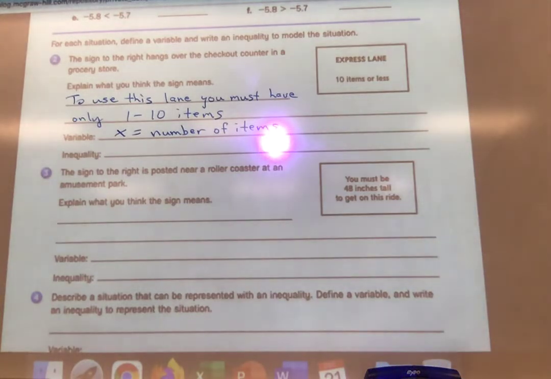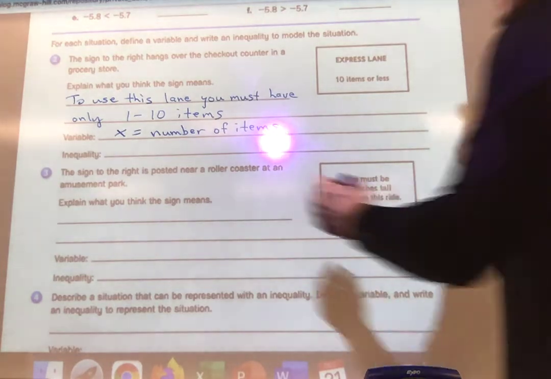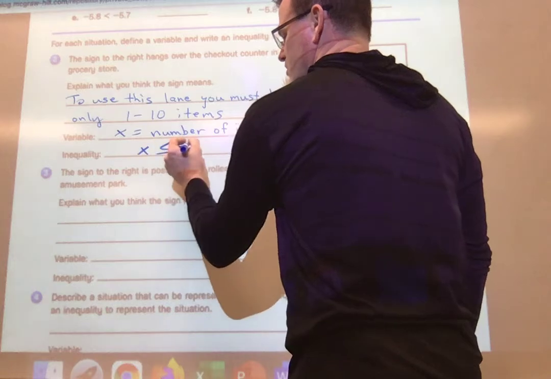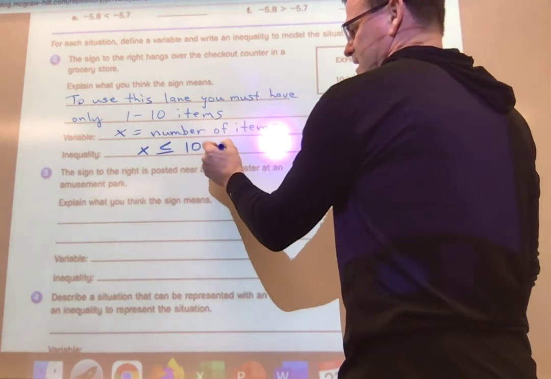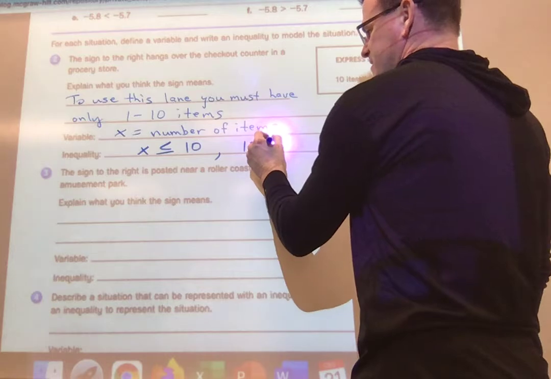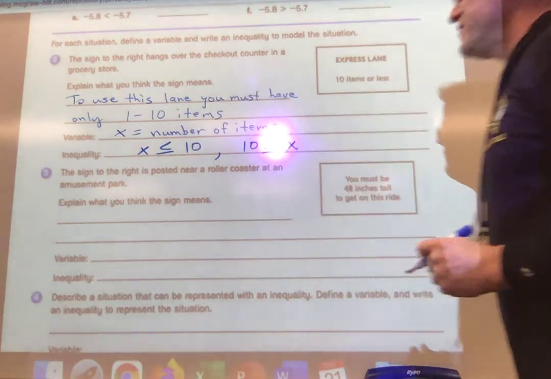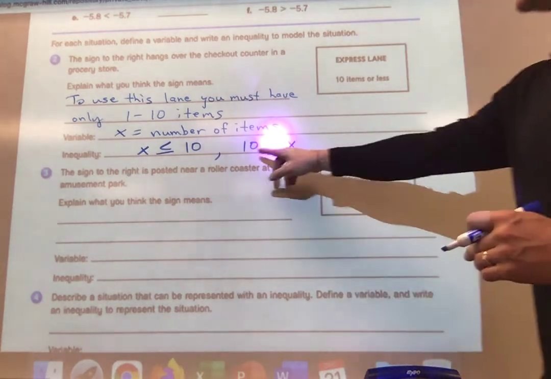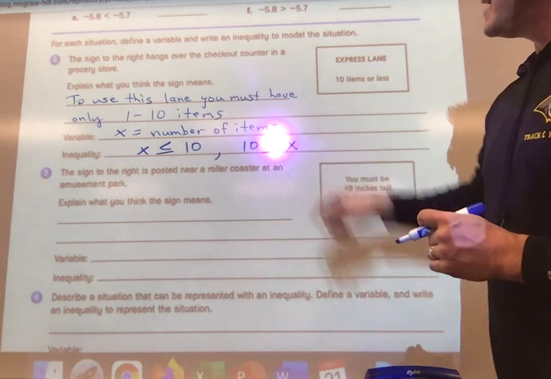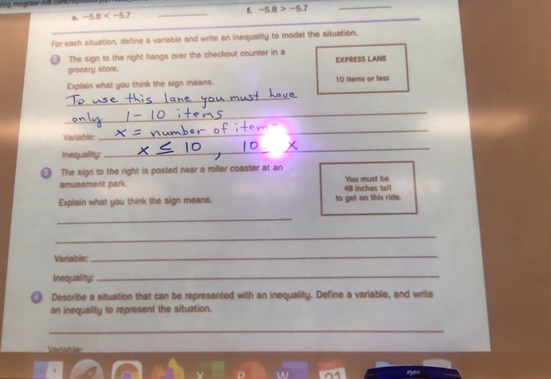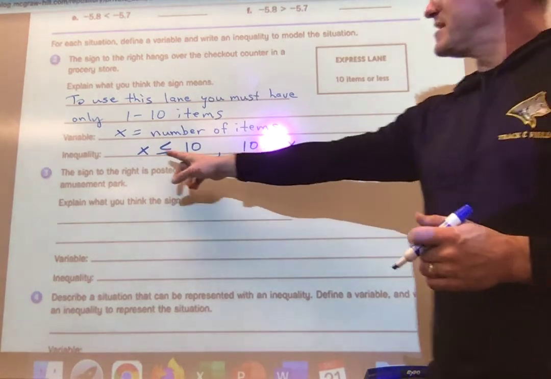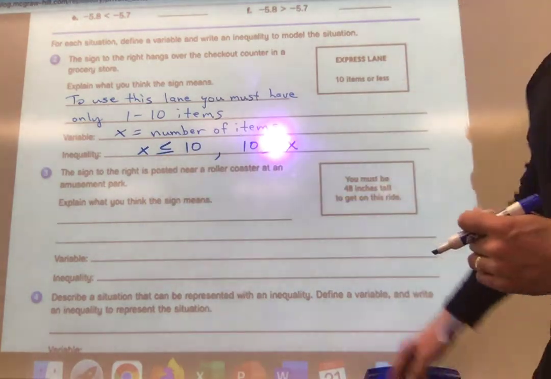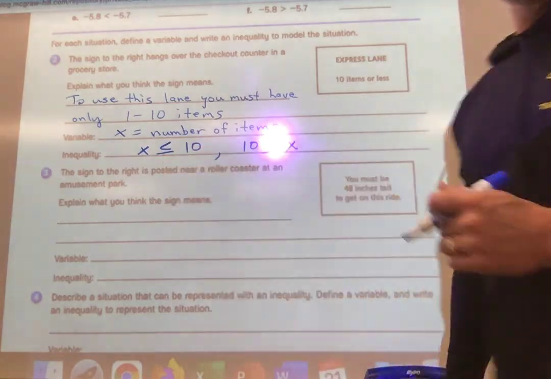It's your number of items. So the inequality that represents being able to use this lane is that x has to be less than or equal to 10 items. We can also write that this way. If you flip the 10 and the x around, you have to flip the inequality around too. So 10 is greater than or equal to x, which still means x is less than or equal to 10. Either way you can write that, it's correct. And x could be 1, 2, 3, 4, 5, 6, 7, 8, 9, or 10, because it can be exactly equal to 10.